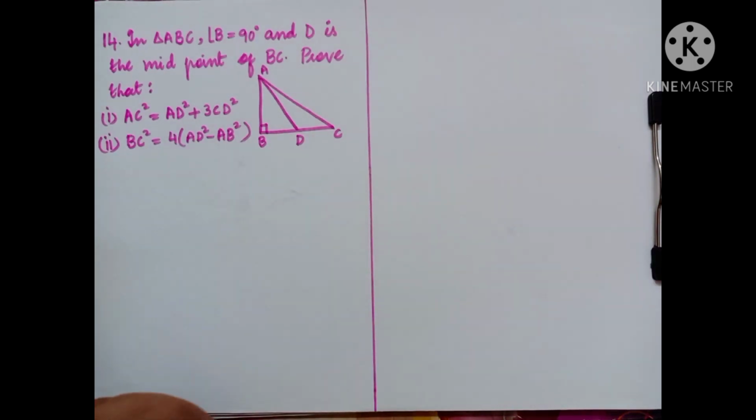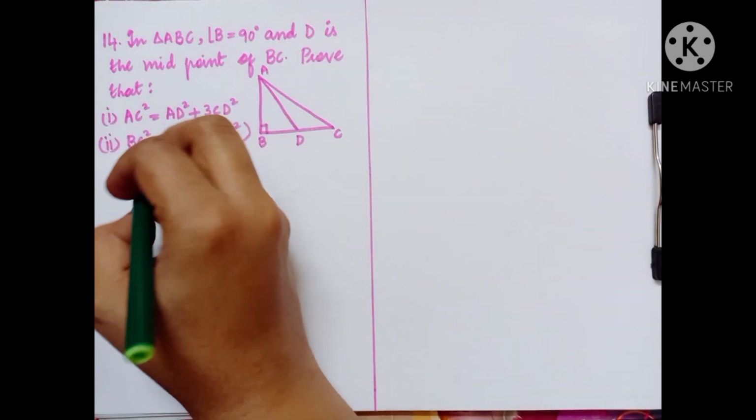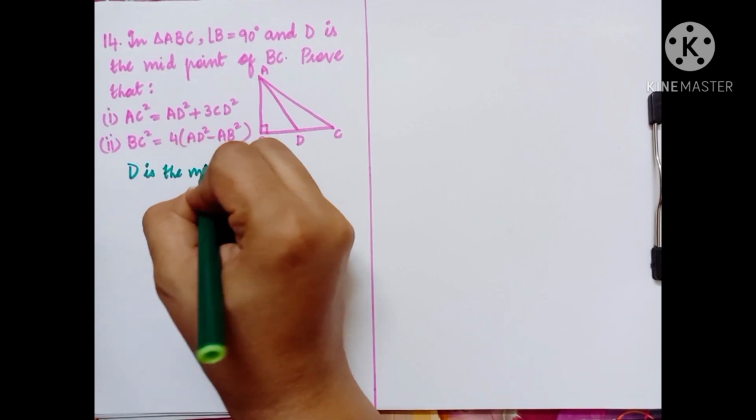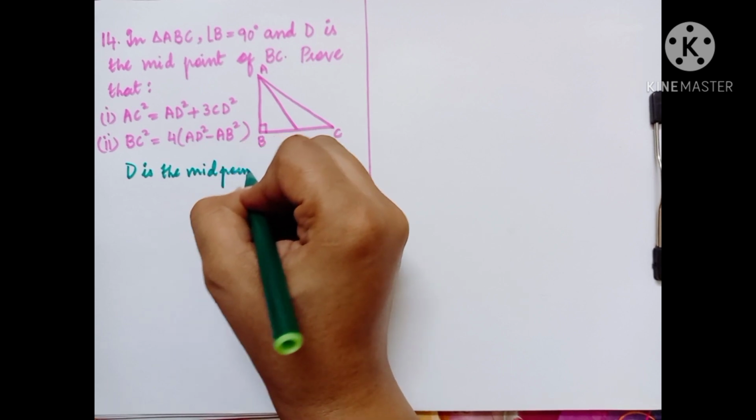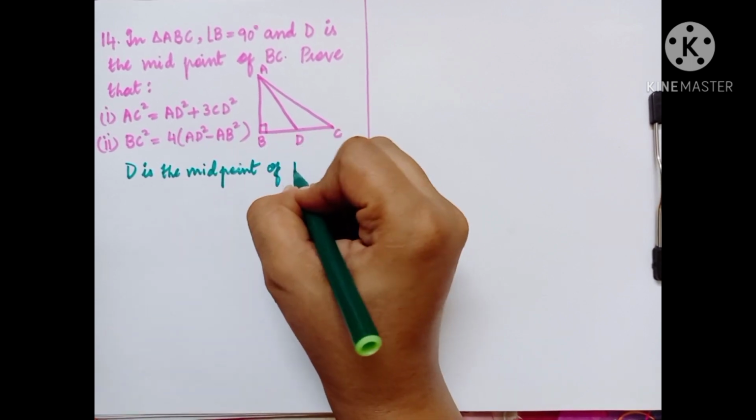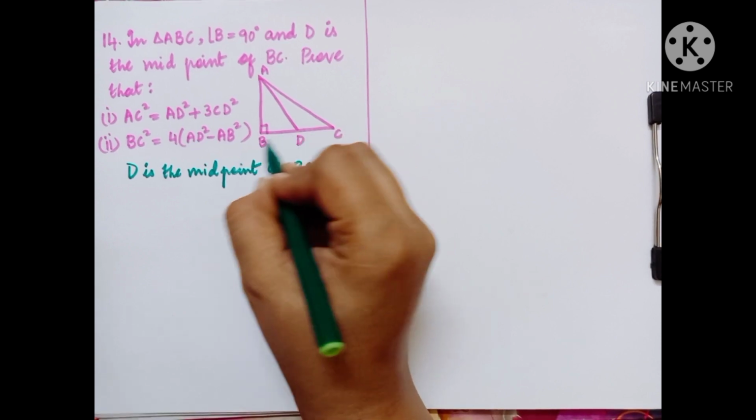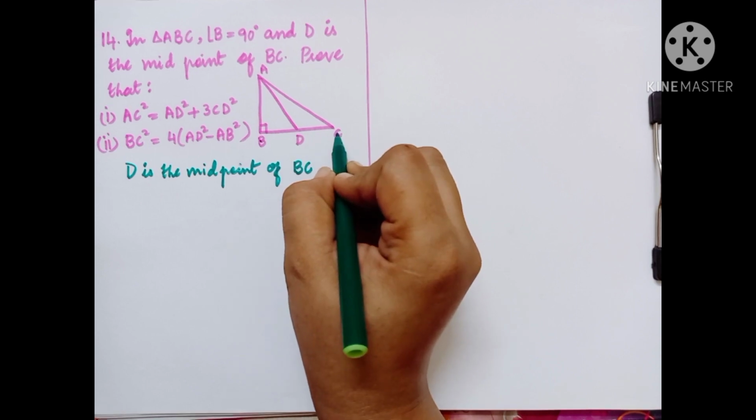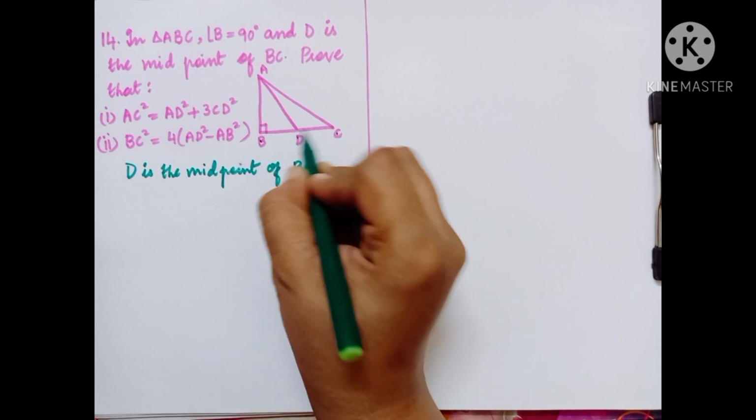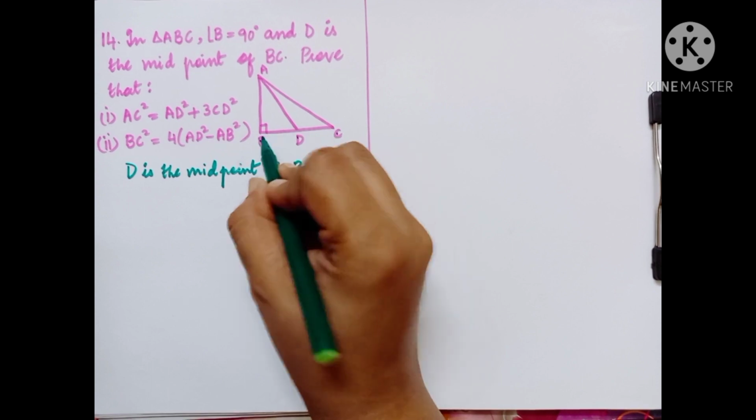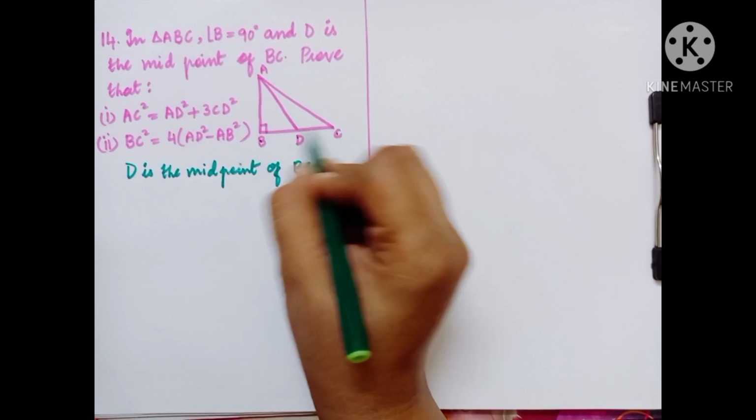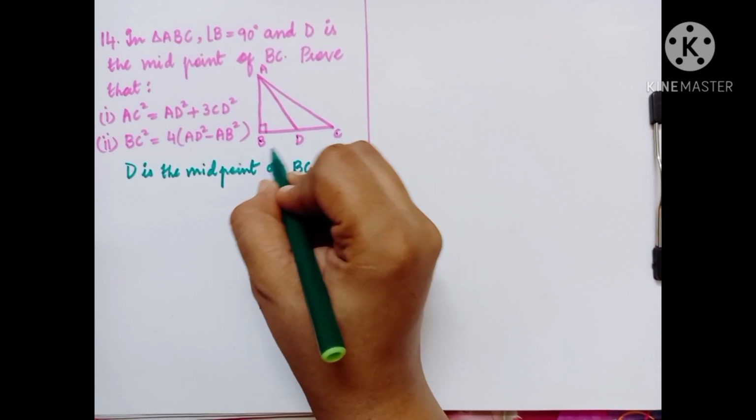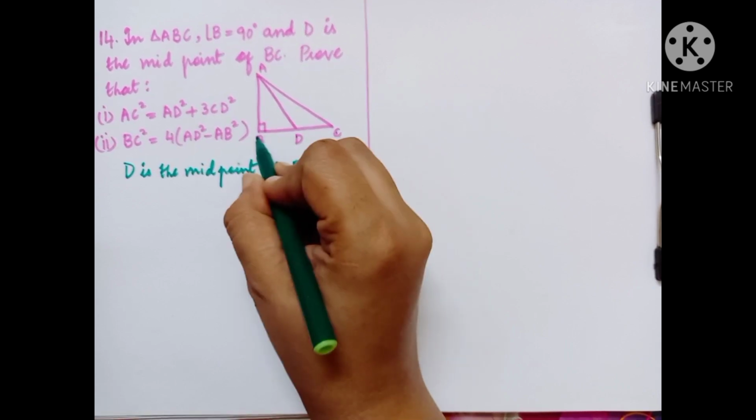Fine. Now whatever is given in the question, let us write that first. The first condition given is that D is the midpoint of BC, right? This D is the midpoint of BC. So that means BC equals BD plus DC. How are you getting this BC? When you add these two parts, obviously you get the larger part, that is BC. So BD and DC, when added, give BC.